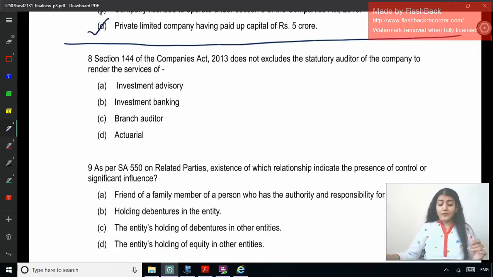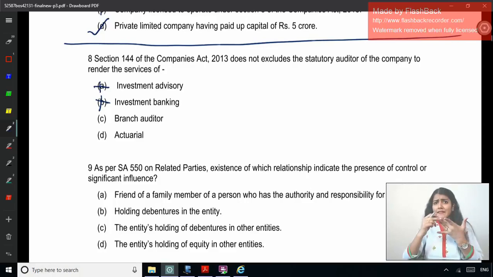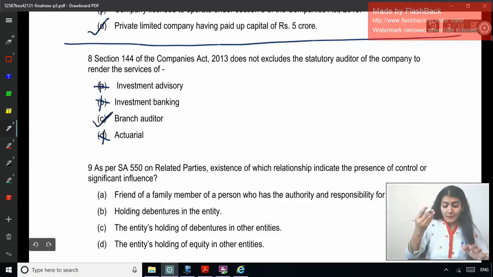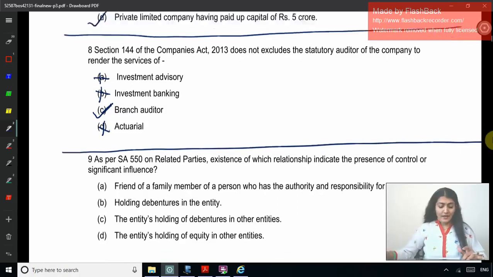Next one, Section 144 of the Companies Act 2013 does not exclude the statutory auditor of the company to render the services of. So which does it not disallow? Investment advisory services not allowed as per Section 144. Investment banking services not allowed. Branch auditor, I don't think it is there in the list of nine services given under 144. What are the services over there? Accounting and bookkeeping, internal audit, design and implementation of financial information system, outsourced financial services, investment advisory services, investment banking services, actuarial services, management services, and any other kind of services as may be prescribed. So branch auditor is not there. Actuarial again, the statutory auditor cannot provide under Section 144. Can the statutory auditor also be the auditor of the branch? Yes. So the correct answer over there is C.